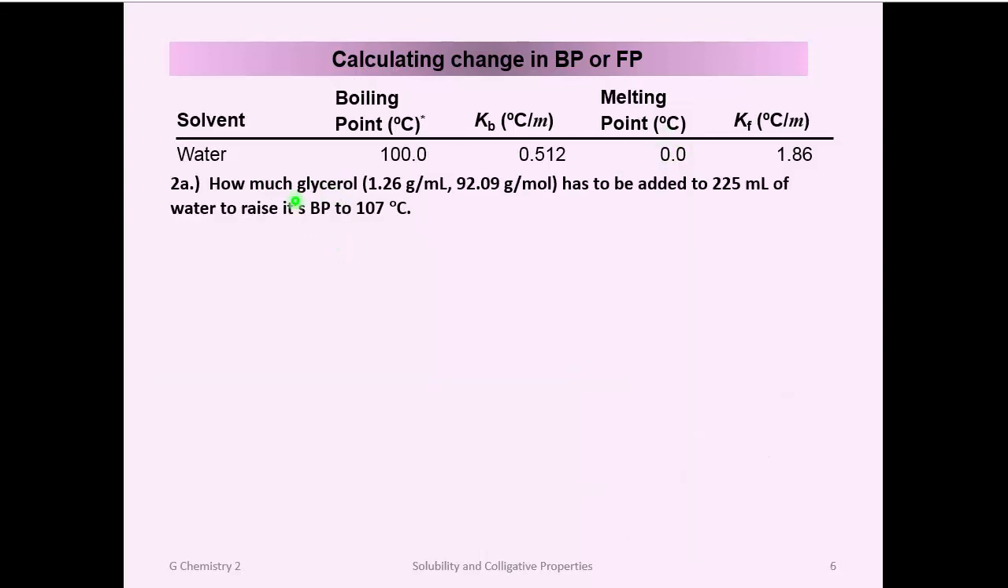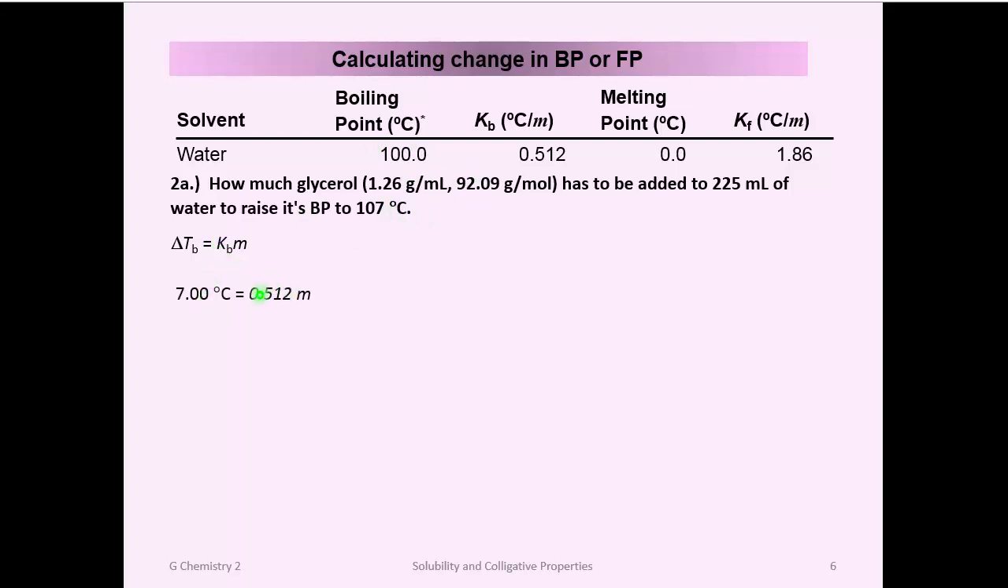So how much glycerol? What if you're working the other way around? What if you needed to change it to a certain temperature? So how much glycerol has to be added to 225 mils of water to raise its boiling point to 107 degrees C? So we start with this formula, and the change in temperature is from the original 100 to 107, so that's 7 degrees C.